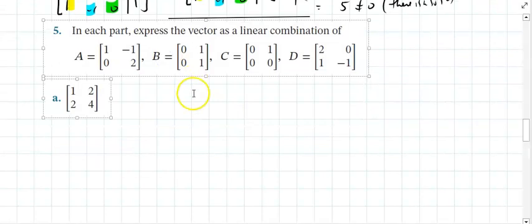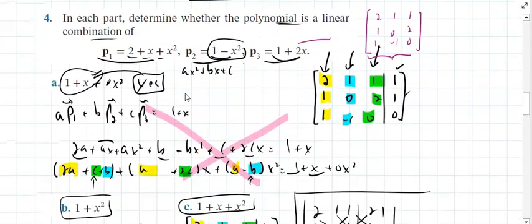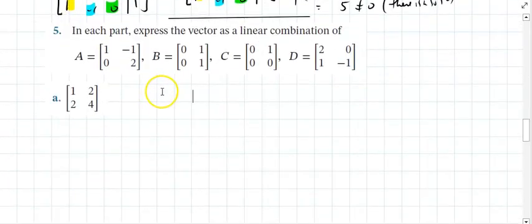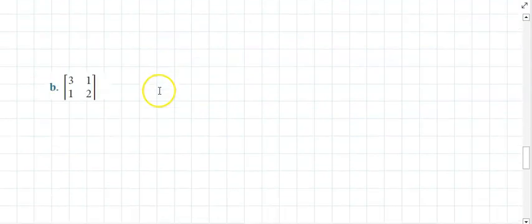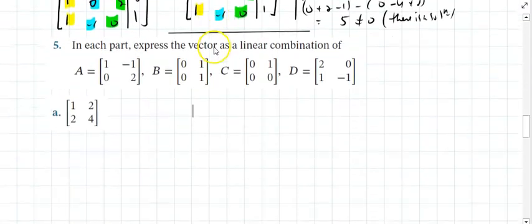I want to do number 5 because number 6 is another polynomial. And number 7 is another matrix. So I wanted to do a matrix. So I'm going to give you, you'll see the homework. I'm going to give you number 6 on the homework, and I gave you the answers. So let's look at 5.